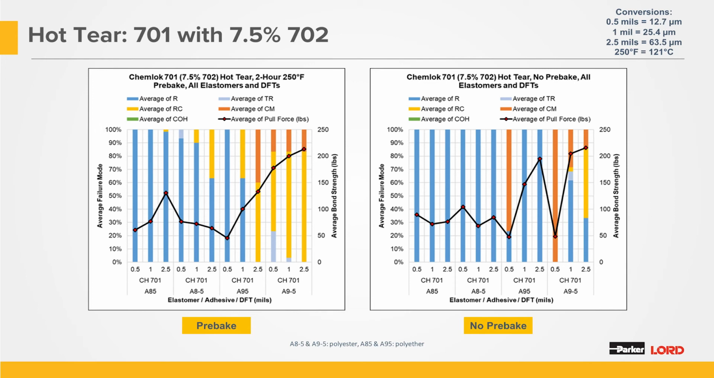We're seeing a trend in the data that the higher ratios of 702 call for lower or ideally absent preheat to maximize rubber tearing bonds.